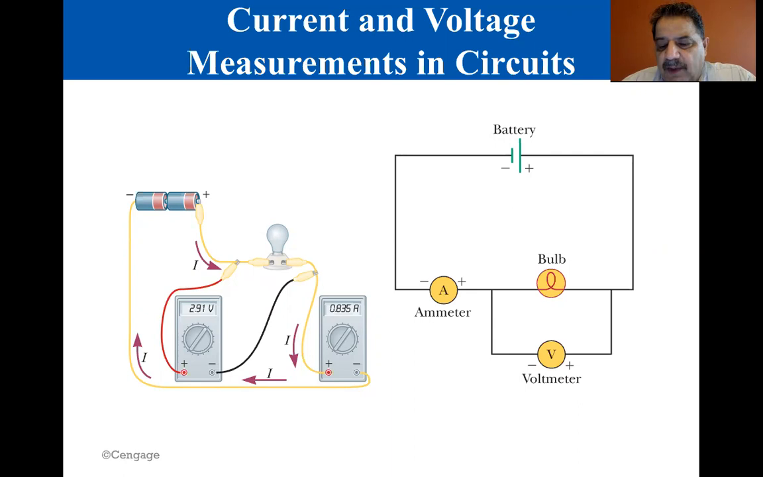The important quantities for the bulb in this circuit are the current I in the bulb and the potential difference delta V across the bulb. Let's say we want to measure the current. We place the device called an ammeter in line with the bulb. This way, all the charge passing through the bulb must also pass through the ammeter. A voltmeter measures the potential difference or voltage between the two ends of the bulb's filament.